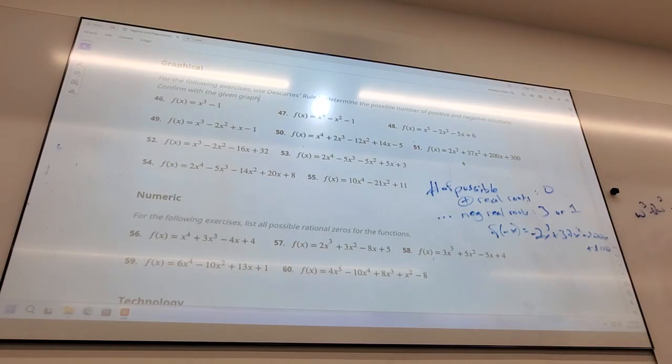So for example, if I saw 5 sign changes in a polynomial, that would mean there's 5 roots, or 3, or 1 real root. All because if it's not real, it's complex, and complex only show up in pairs.